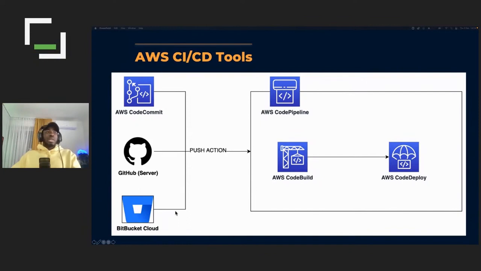CodePipeline integrates with three third-party source control systems: GitHub, GitHub Server, and Bitbucket Cloud. So they are the most used source control, version control systems. So it makes sense. And also, of course, it integrates with CodeCommit.